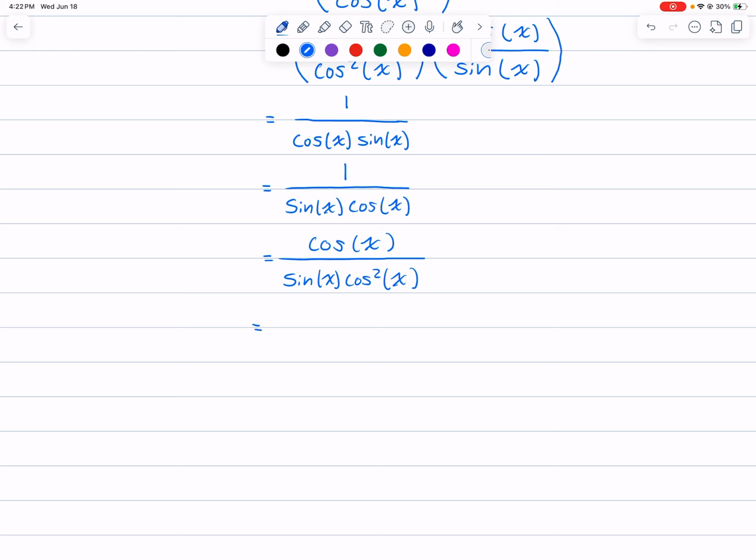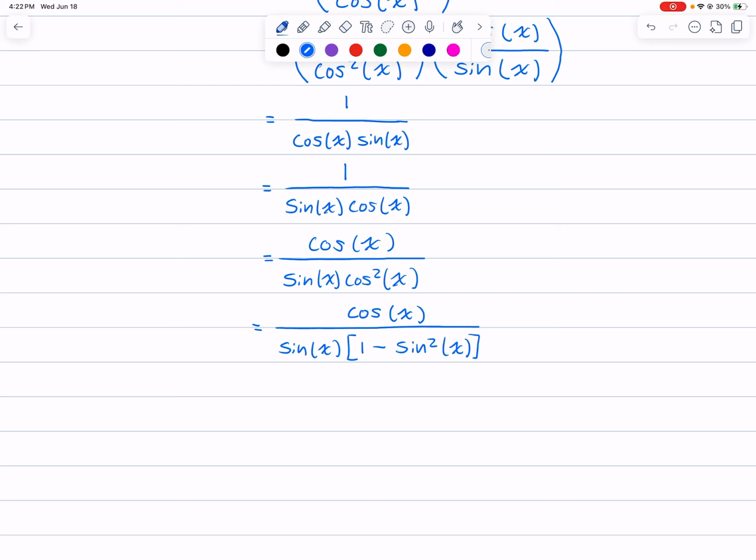Okay, and then if you recalled, we did this thing where we turned 1 minus sine squared of x into cosine squared of x, so we're just going to work backwards here. And I'm just going to say, okay, this is the same as cosine of x over sine of x times 1 minus sine squared of x.